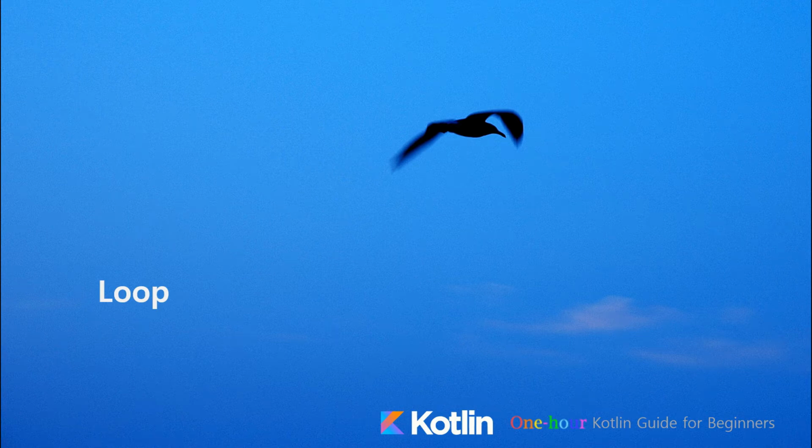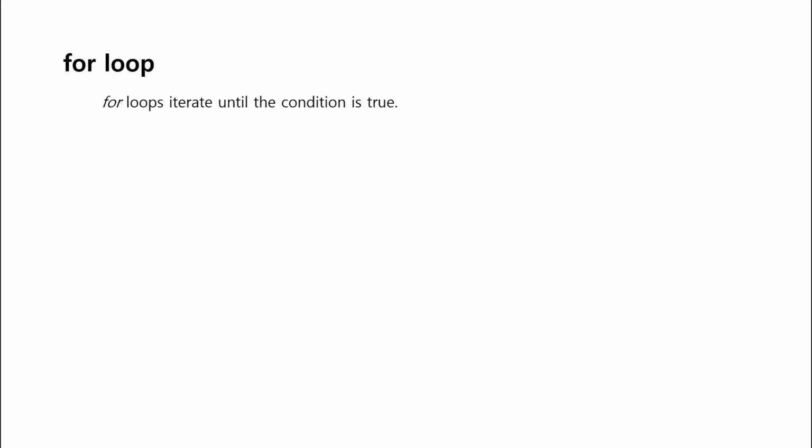Let's talk about loops. Like any other programming language, Kotlin provides the for loop. However, there are some differences in terms of loop condition. Here is the sample code snippet. In this case, we use the in keyword for the loop condition.